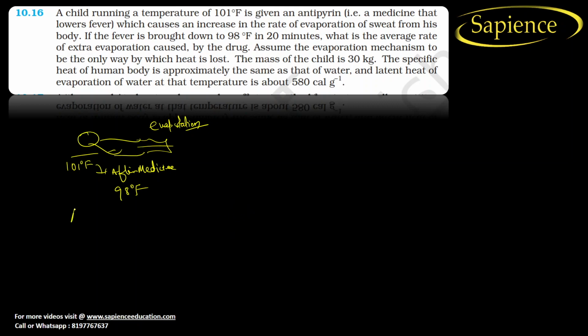So can we find what the temperature difference is? The temperature difference is 101 minus 98, which is 3 degree Fahrenheit. We should convert it into degree Celsius. So 3 into 1 by 1.8, which will be in degree Celsius only. So 3 by 1.8 degree Celsius.